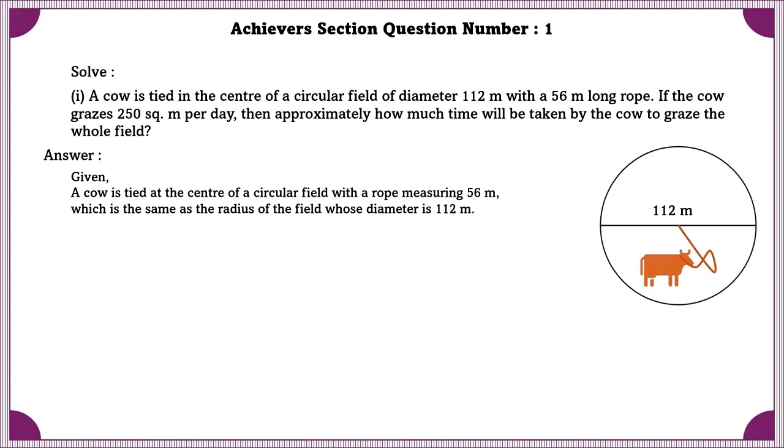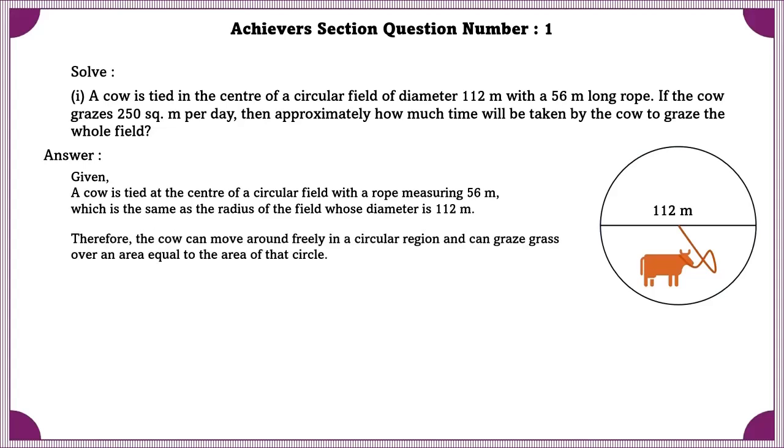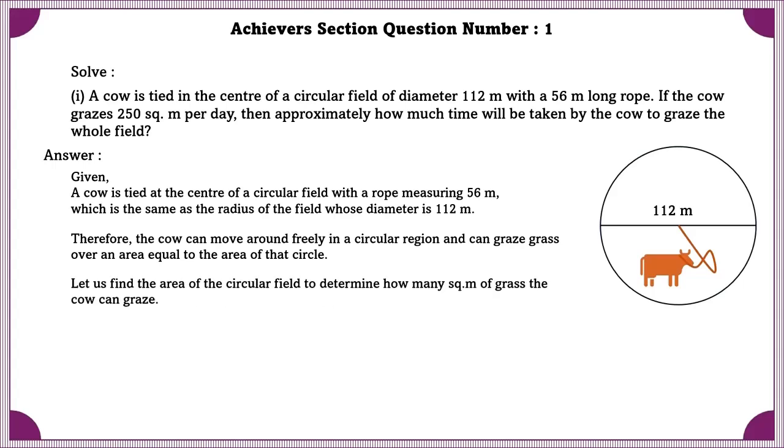Given a cow is tied at the center of a circular field with a rope measuring 56 meters, which is the same as the radius of the field whose diameter is 112 meters. Therefore, the cow can move around freely in a circular region and can graze grass over an area equal to the area of the circle.